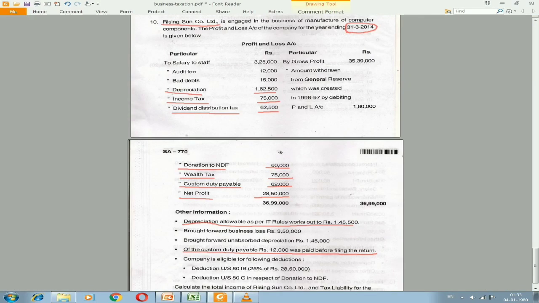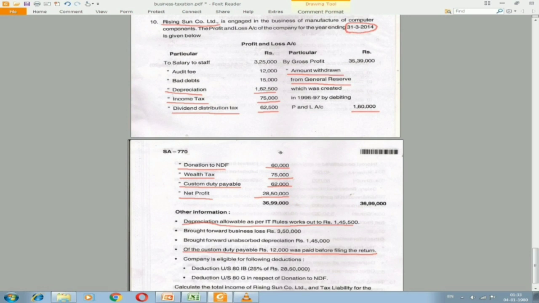While doing less, first we need to take non-business income credited to profit and loss account. For that we need to check the credit side of profit and loss account. Here we have only one item, that is amount withdrawn from general reserve, which was created in 1996 to 1997 by debiting profit and loss account. Remember, this particular amount will be considered as non-business because it is related to general reserve.